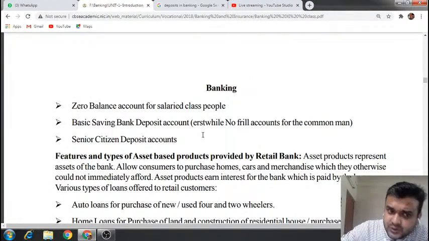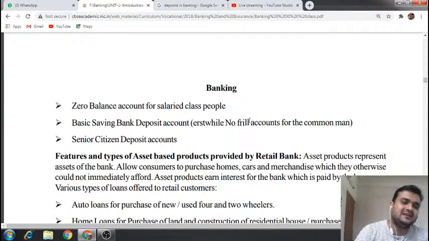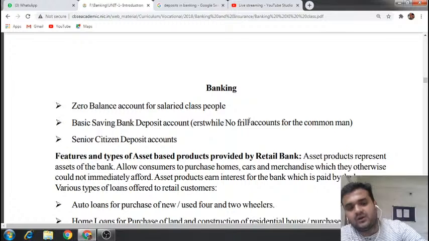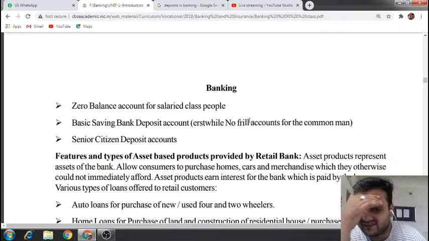And there are many others as well, like zero balance accounts for salaried class people. Let's take an example. Your parents are working somewhere. Your father is working for railways or banks or any place. If they are working, they get an account facility where the salaries are credited, where the salaries are given.